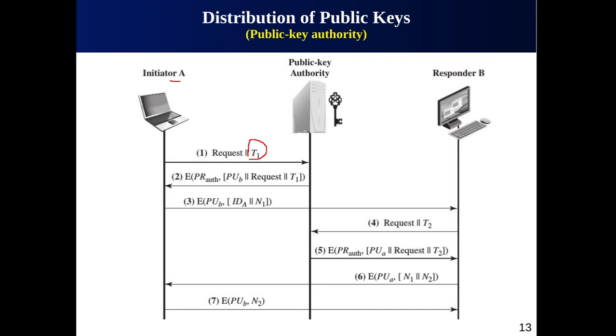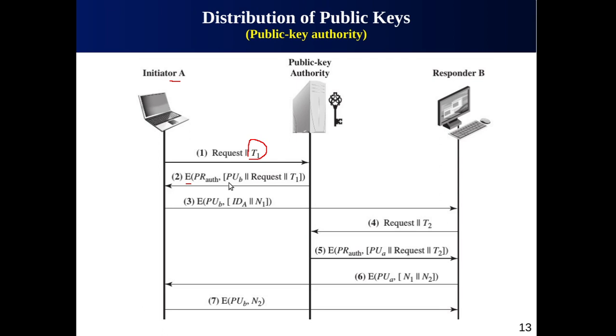The authority responds with a message, but that message is encrypted. E stands for encryption. How is it encrypted? It is encrypted by using the authority private key. PR stands for private key, auth stands for authority. So this message is encrypted with the private key of the authority, and it could be decrypted only with the public key of the authority. That is what we know from cryptography.